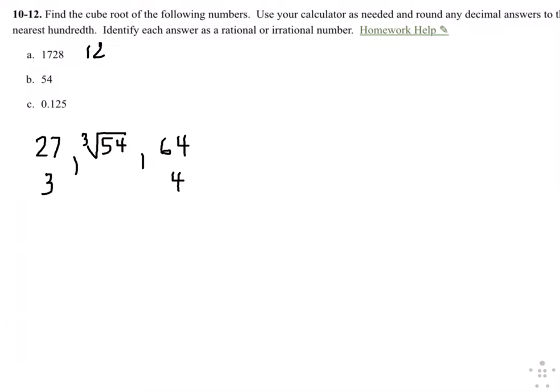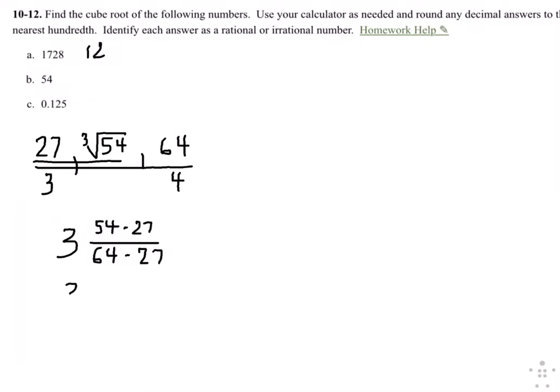The cube root of 54 is 3 and some fraction. So again, we take 54 minus 27, and we take that over the whole length, 64 minus 27. So that becomes 3 and 27 over 37. 54 minus 27 is 27, and 64 minus 27 is 37. And then you make sure you can't simplify that, and you cannot, so that would be the answer to B. If you just typed it in your calculator, you would get 3.78 if you round to the nearest hundredth.